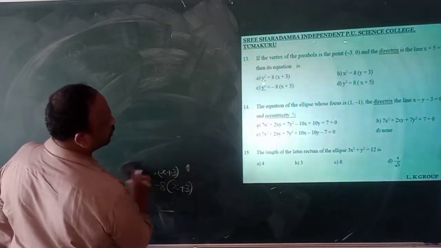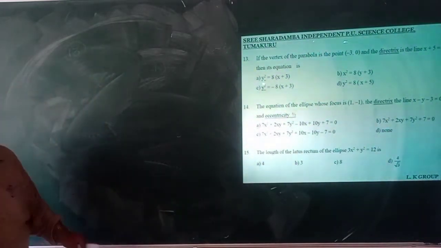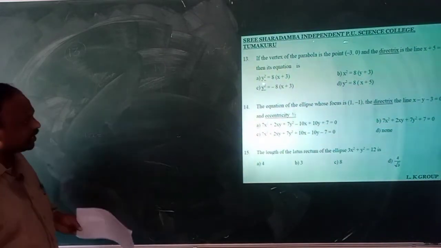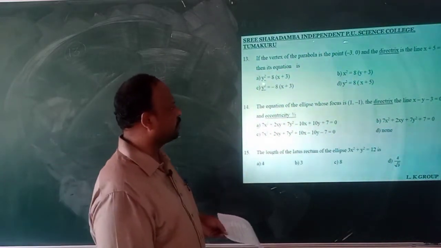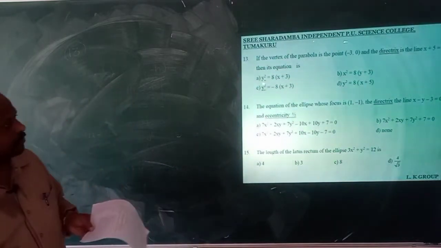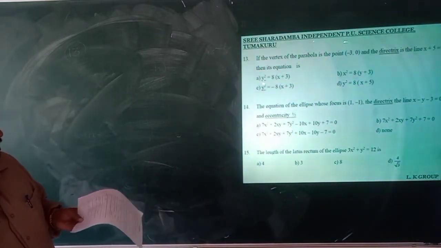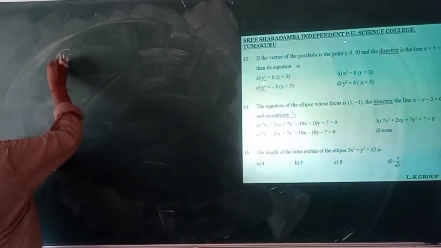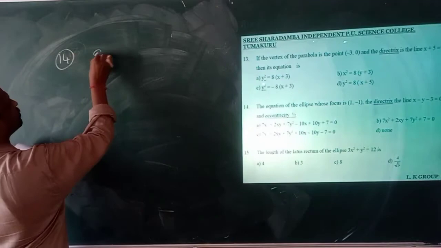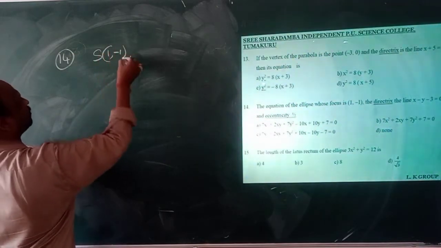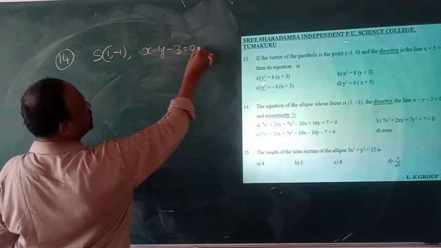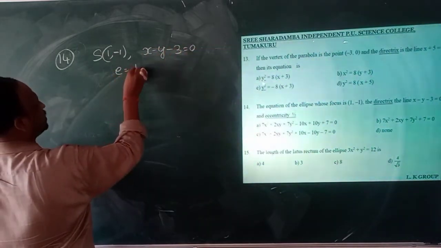So question number 14. The equation of the ellipse whose focus is (1, -1), directrix is x - y - 3 = 0, and eccentricity e is equal to 1/2.